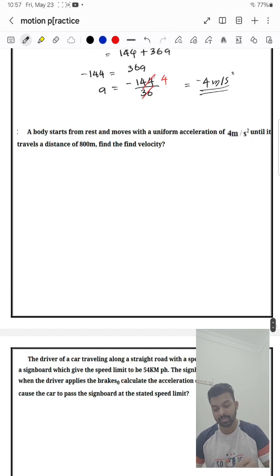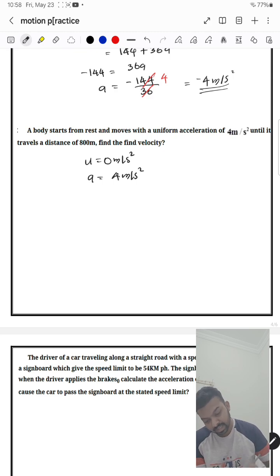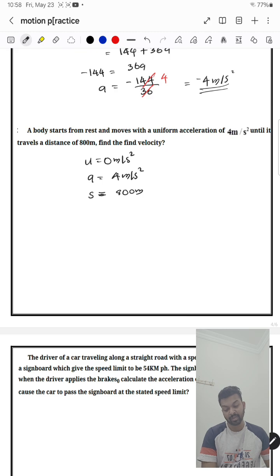I will be a little bit fast because we have done some questions based on this. A body starts from rest, so u is equal to 0. It moves with a uniform acceleration of 4 meter per second square, a is equal to 4, until it travels a distance of 800 meters. So s is given, which is 800 meters. Find the final velocity. Ready? So how can you find this? Here u is there, a is there, s is there. You have to find v.